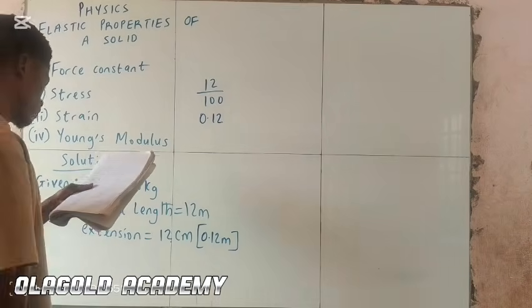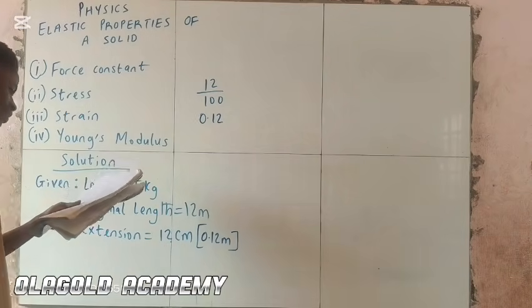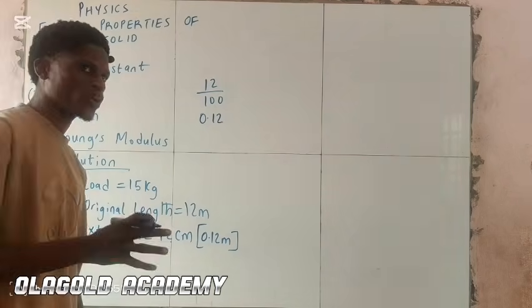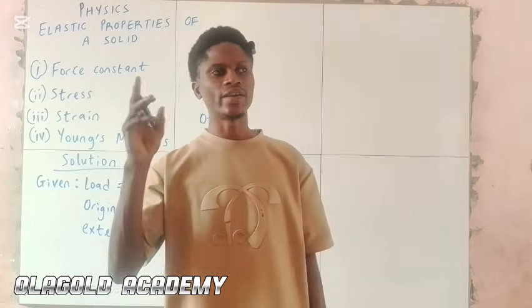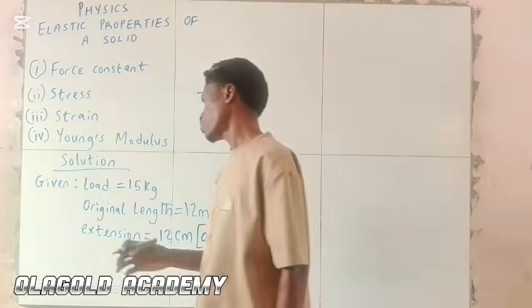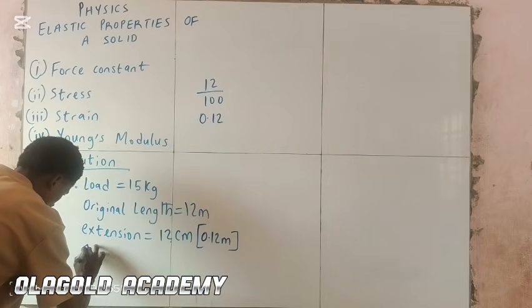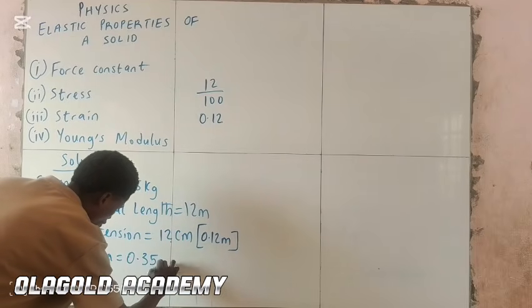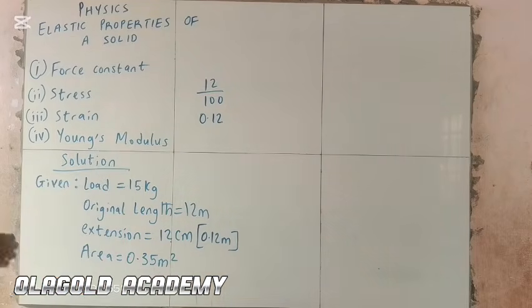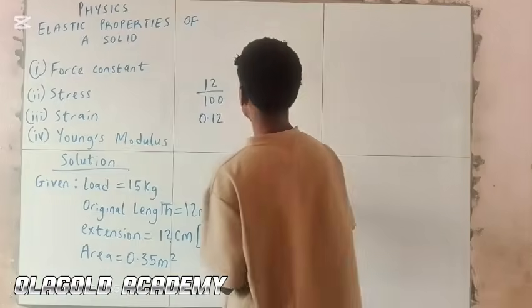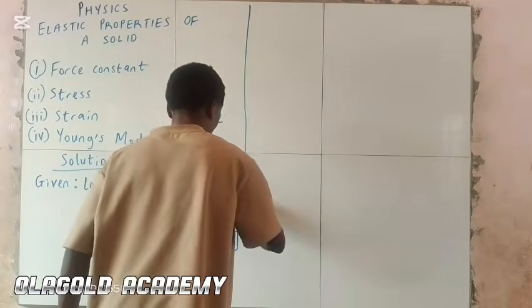What again are we given? We are given the area to be 0.35 meter square. If we see meter square, it is telling you that it is area, because the unit for area is meter square. So we have area equal to 0.35 meter square. All right, now let's move into the calculations.